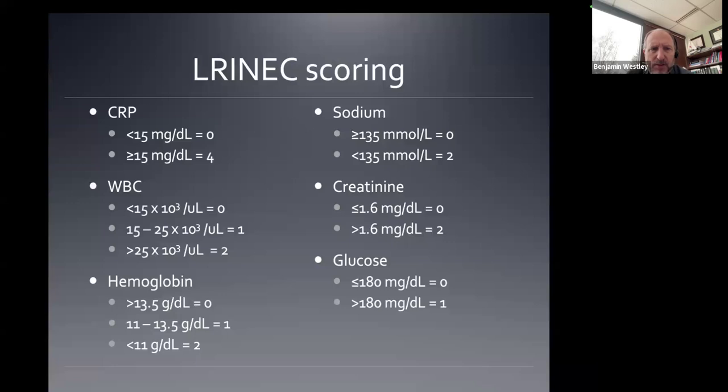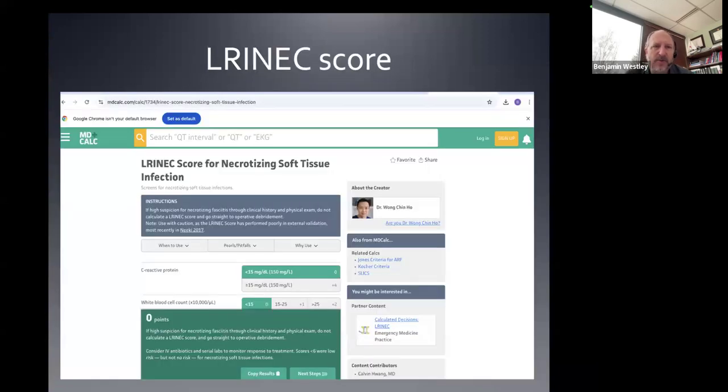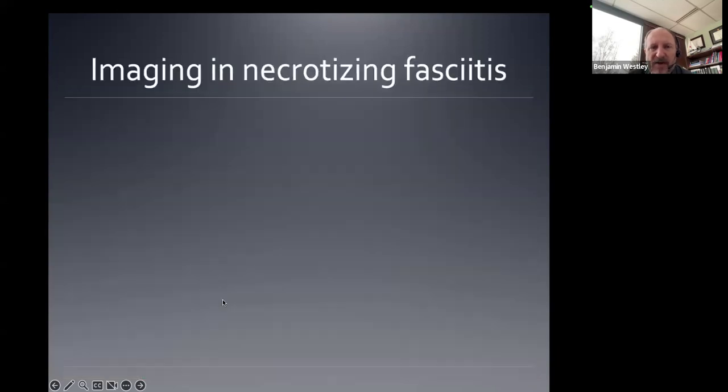These are the scores here. You don't need to memorize that. The way to do it is to just go to Google and put the score in the search banner, and you'll find it. This is MDCalc, and you basically just scroll through and put in the lab values, and it will give you the score, and it actually will also interpret the score and give some recommendations. So we'll find that helpful.